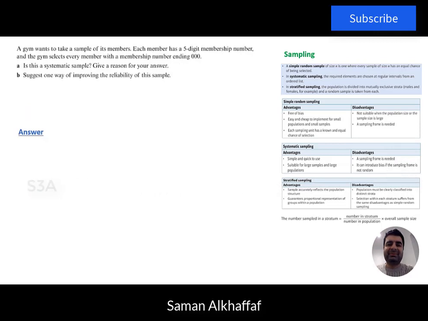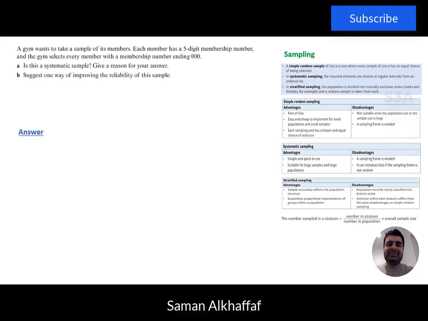In this example, a gym wants to take a sample of its members. Each member has a 5-digit membership number, and the gym selects every member with a membership number ending 000. For part A, is this a systematic sample? Give a reason for your answer.